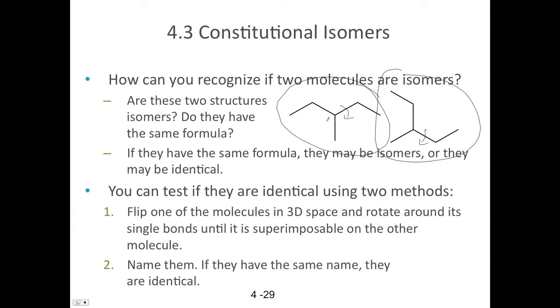So this one here is like this shape for billionths of a second. And then it goes to something that looks like this. And then it goes to something that looks like maybe this one here is flipped up. So if you have sp3 hybridized carbons, you have all kinds of flipping that can go around those single bonds.